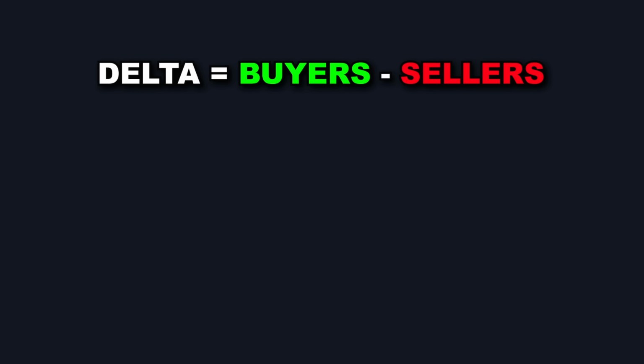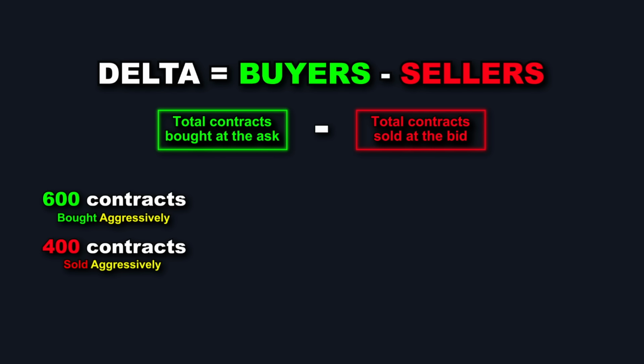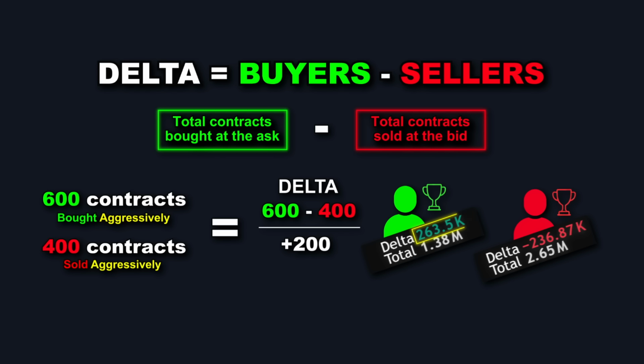You can find the delta number at the bottom of each candle. Delta equals buyers minus sellers. Total contracts bought at the ask minus total contracts sold at the bid. If 600 contracts were bought aggressively and 400 were sold aggressively, your delta is plus 200. Positive delta, buyers won the candle. Negative delta, sellers won it. Green delta means buyers dominated that bar. Red delta means sellers took it.